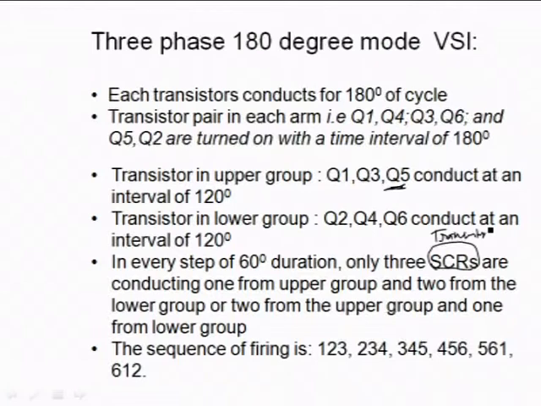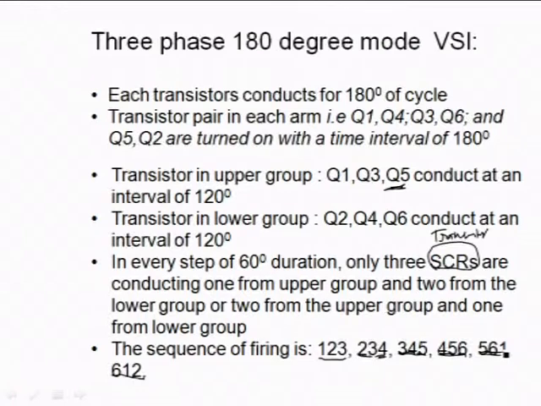The sequence of firing, the numbering is done like this: 1, 2, 3, then 2, 3, 4, then 3, 4, 5, then 4, 5, 6, then 5, 6, 1, then 6, 1, 2. It is easy to remember, as 2 numbers are always common with the previous step and one new number is added. This sequence should be maintained properly.